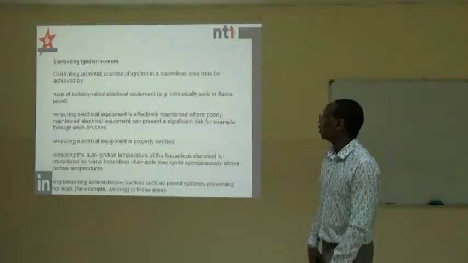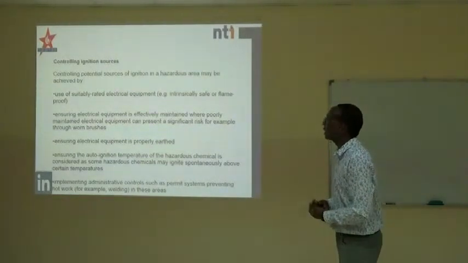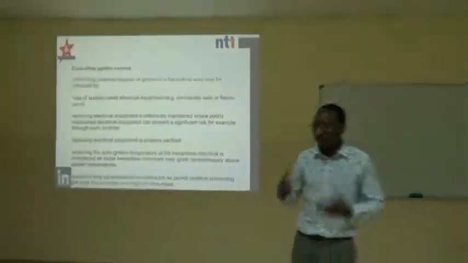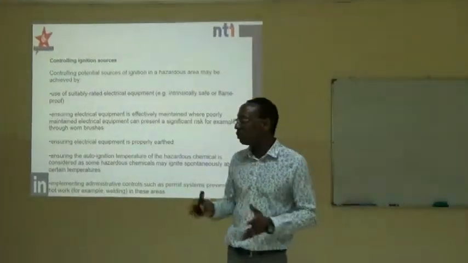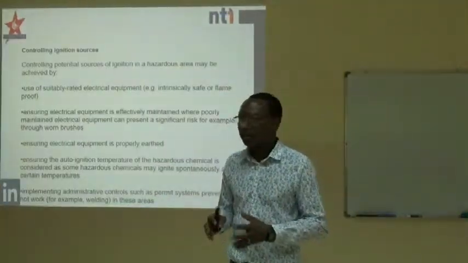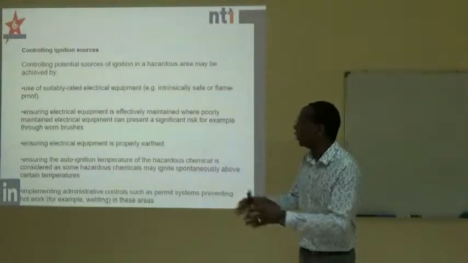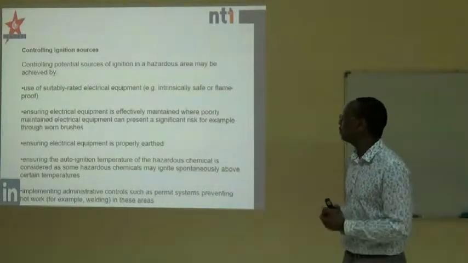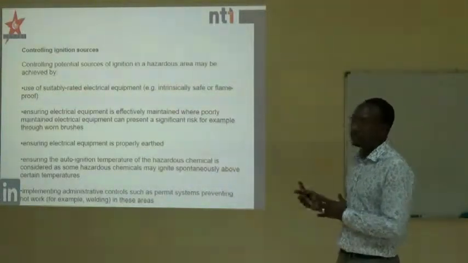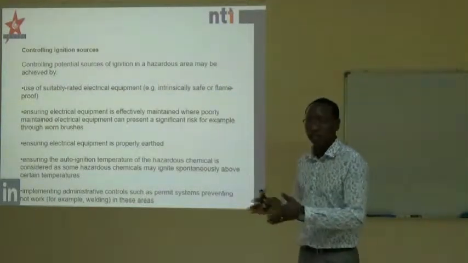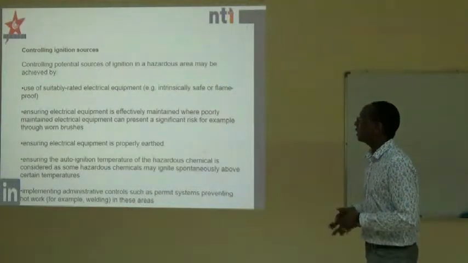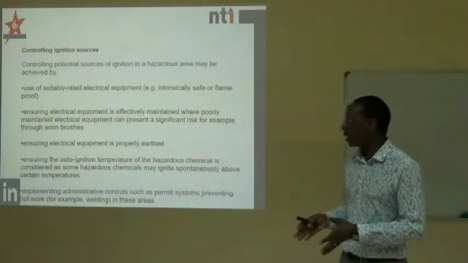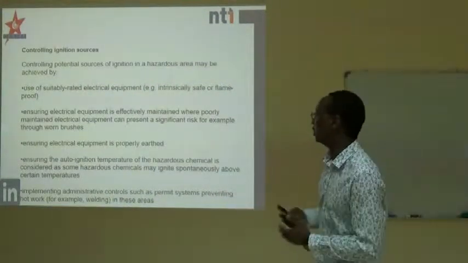Controlling ignition sources. Controlling potential sources of ignition in hazardous areas may be achieved by, first of all, use of suitably rated electrical equipment. We don't have to pick equipment at random. We have to select the type of equipment that is going to be used in a particular area. I've got examples here of intrinsically safe or flame-proof. These are special designs done for equipment in the electrical instrumentation to say they are intrinsically safe or flame-proof, which means if any flame takes place within the equipment, it is contained, it will not go outside.